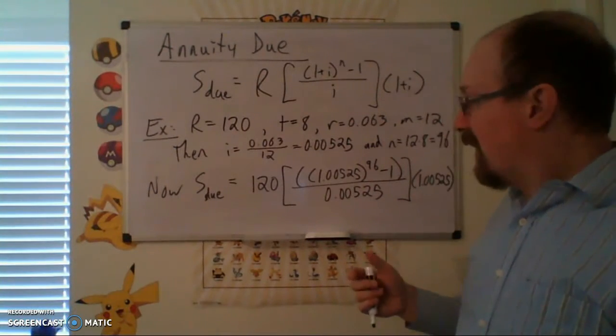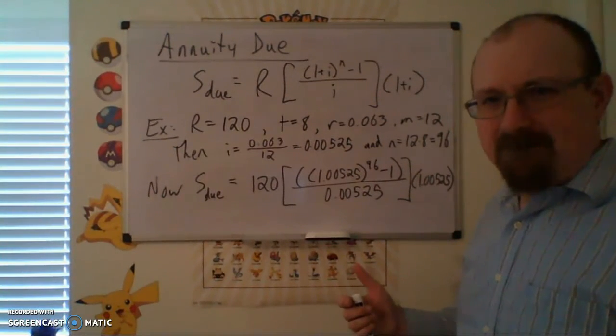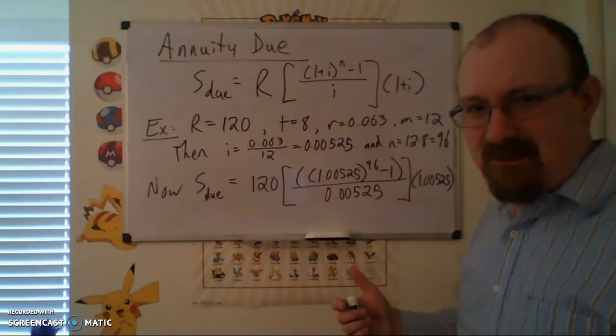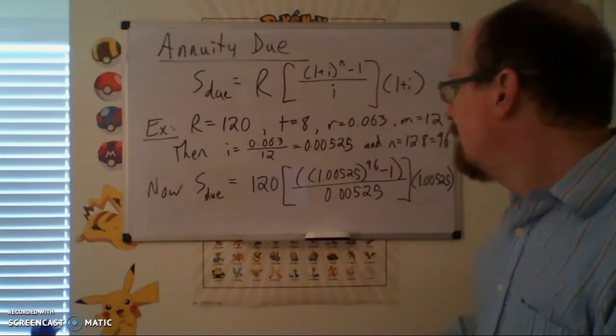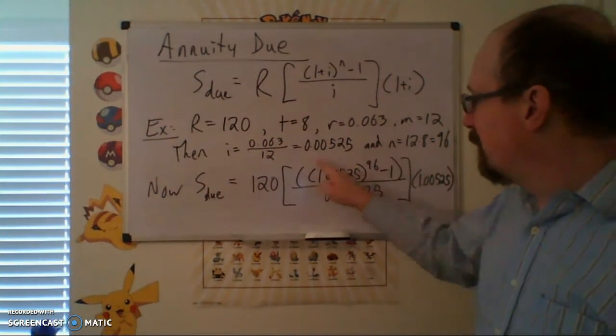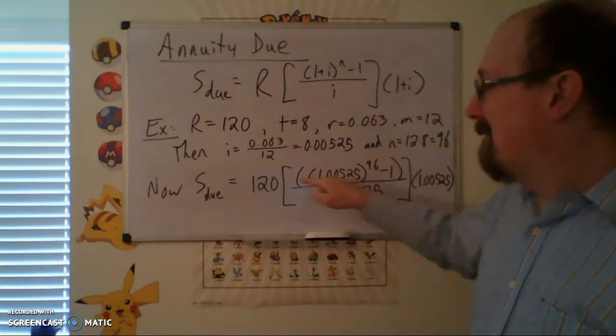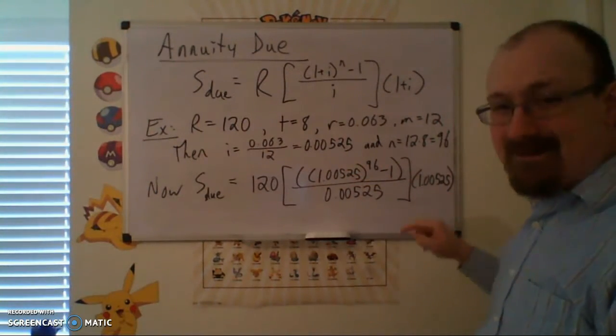All right, so we don't have any really fancy pants solution stuff we need to do here. It really is just a matter of cranking out all the arithmetic. You might find it beneficial to do all of the stuff in the bracket and then multiply by 120 and then by this guy.